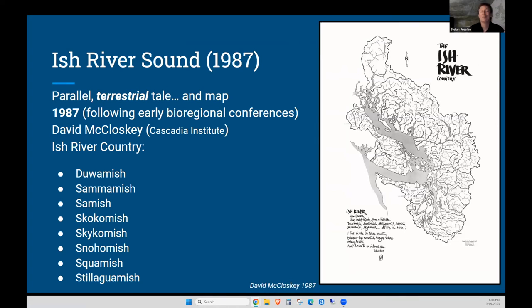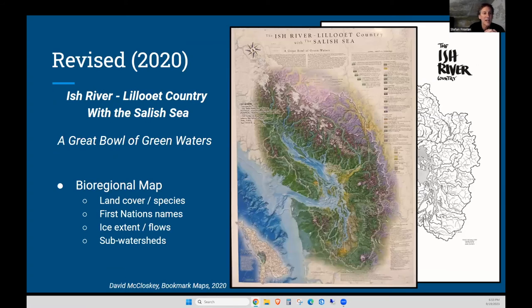And, you know, just completely floored. Like, there it is. There's my map. It's, you know, pre-computer, black and white, hand-drawn somehow, unbelievable. I love this map. Now, it's got a focus on the rivers, so it's sort of a complement. And indeed, McCloskey et al. put out a map a couple of years ago, the Ish River Iliwit country with the Salish Sea.